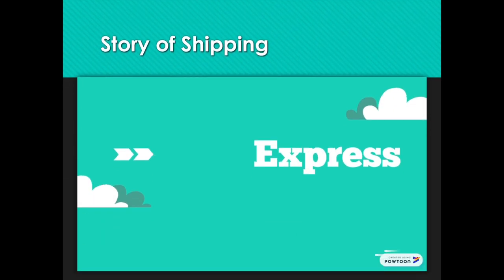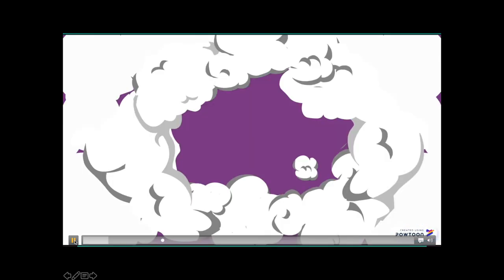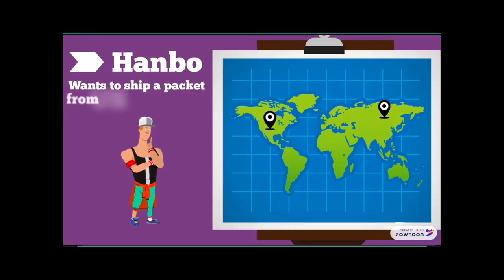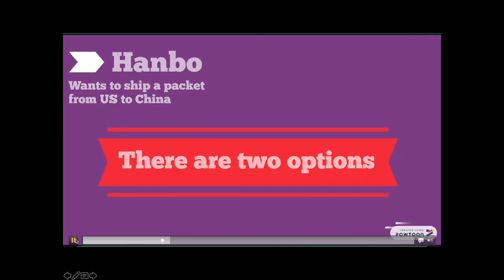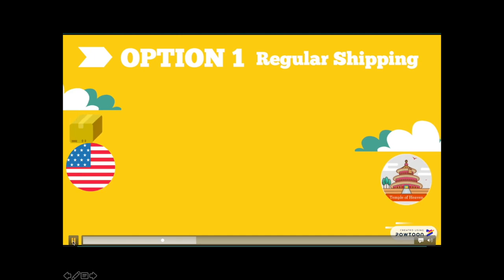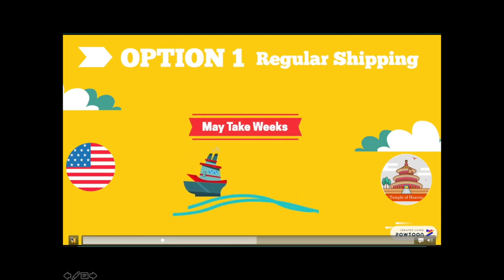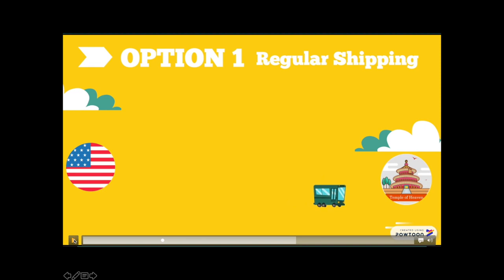We made a short animation to demonstrate the simple idea of RDMA. For example, I tried to mail some packets from US to China. So usually there are two options for me. The first one is regular shipping. As its name indicates, it usually takes very long time for delivery to the final destination because it needs to go through several processes, so it makes the time longer.